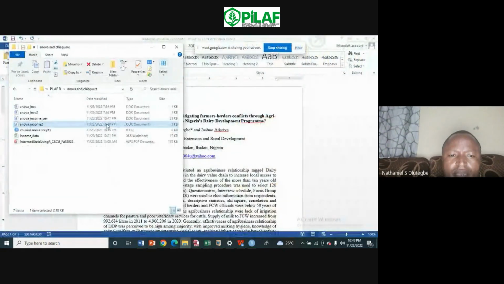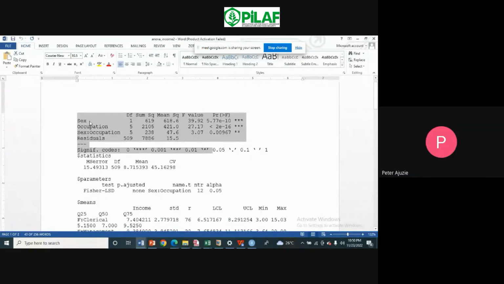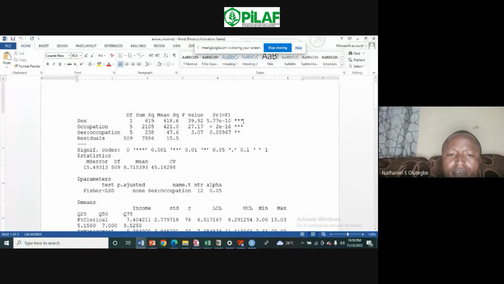Look at the time here. The result was generated at 10:48. This was 10:49. So it ran and it executed. What we would have seen in the console is exactly what I'm showing here in the Word document, which is saying that yes, for sex, there is also a significant relationship between sex and income, just like occupation as well, and it's significant even at 0.0%. Now, sex interacting with occupation is also significant. That one is significant at 0.01%.